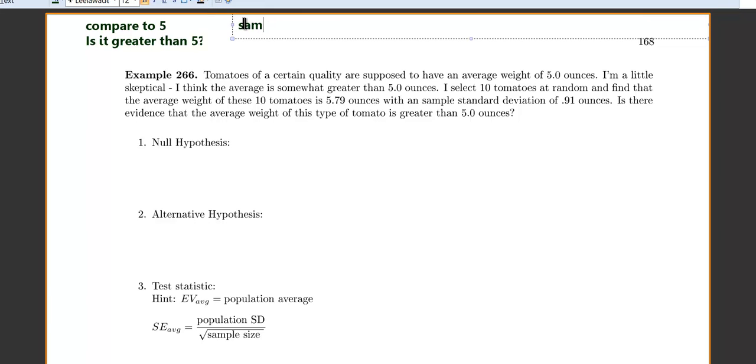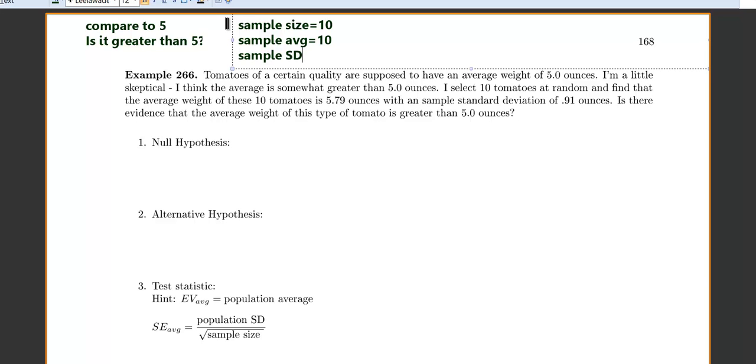So if I select 10 tomatoes at random, that means my sample size equals 10. The average weight of these 10 tomatoes is 5.79, so that would be my sample average because it's for those specific 10 tomatoes. And a sample standard deviation of 0.91 ounces. Is there evidence that the average weight of this type of tomato is greater than 5 ounces?